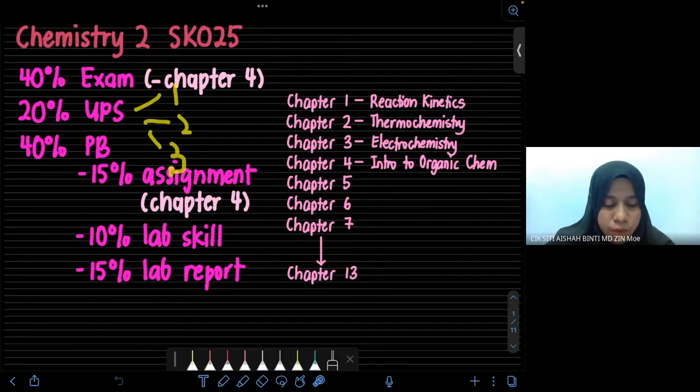It's just that when we are nearing the UPS, I will share the poster for the UPS as well as the revision questions. Then we do have 40% PB. PB means penilaian berterusan, or continuous assessment. It consists of 15% assignment. The assignment is our chapter 4, so the chapter that is assessed during your assignment will not be assessed during your exam. Then 10% lab skill and 15% lab report.